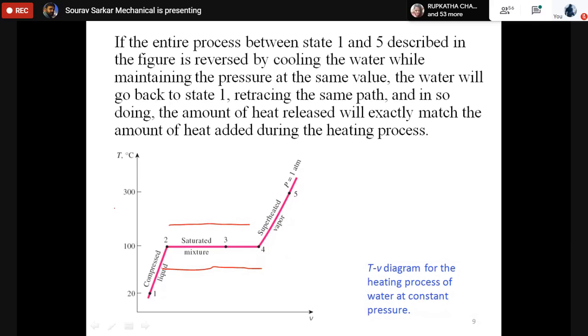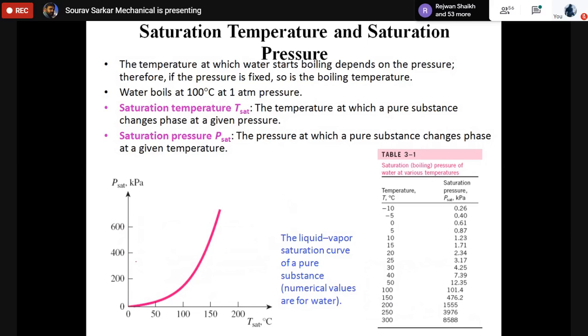Because of the phase change temperature. So this is my phase change temperature. At higher pressure, my phase change temperature will be higher. At lower pressure, my phase change temperature will be different. This is known as the saturation temperature and saturation pressure. The boiling point is a strong function of pressure. As your pressure increases, your boiling temperature increases.